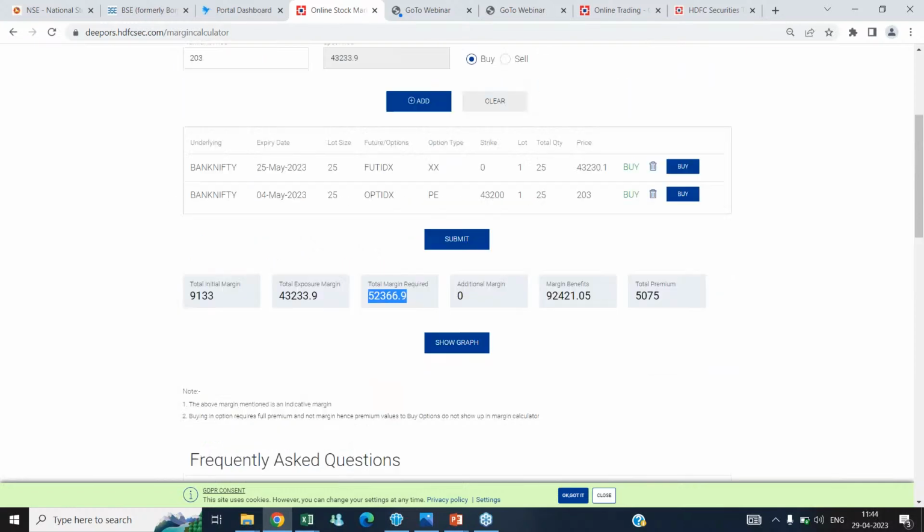If you initiate both legs, that is the future and also the put option, and you want to execute this order at this specified margin of 53,000, you are getting a margin benefit of 92,000, because you have hedged your position and your downside has been protected by buying this put option.